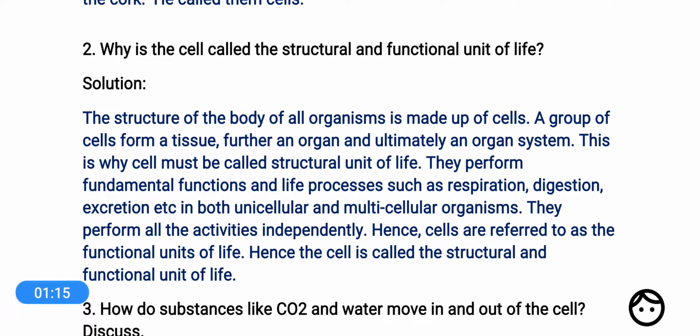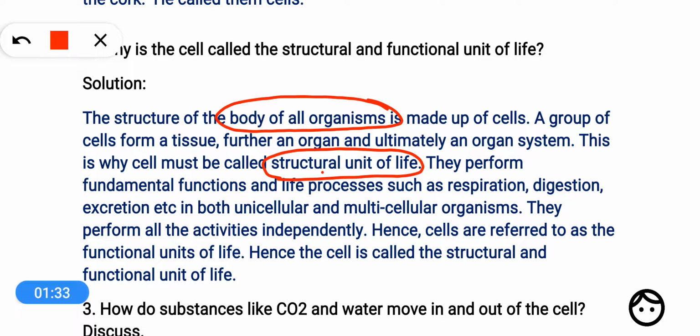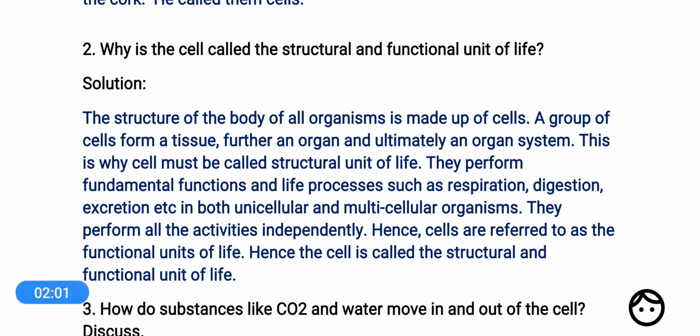Now, the next question: why is cell called the structural and functional unit of life? So, dear students, as you know, the body of all the organisms is made up of cells. This is why it is called the structural unit of life, because cells combine together to make tissues, organs, and then organ systems. Now, the cell also performs the fundamental functions, life processes such as respiration, digestion, excretion in all the unicellular and multicellular organisms. Because the cell performs functions, it is called the functional unit of life, and combinedly it can be called the structural and functional unit of life.